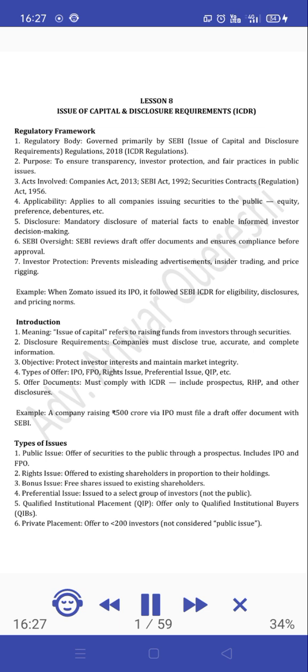6. SEBI Oversight. SEBI reviews draft offer documents and ensures compliance before approval. 7. Investor protection. Prevents misleading advertisements, insider trading, and price rigging. Example. When Zomato issued its IPO, it followed SEBI ICDR for eligibility, disclosures, and pricing norms.